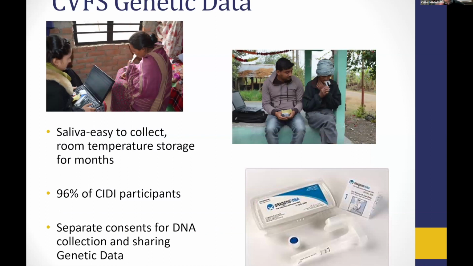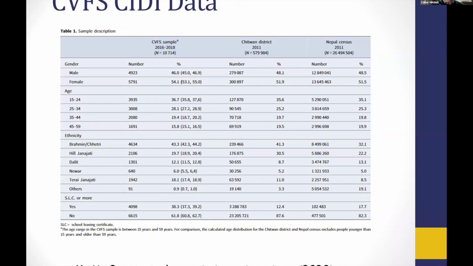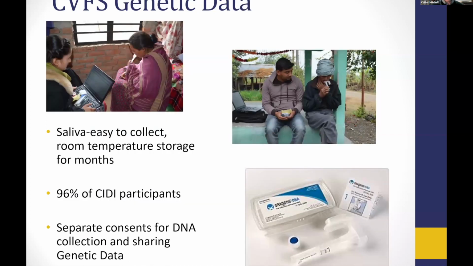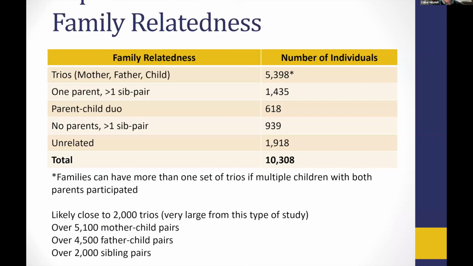The reason why I picked that one is that we collected genetic data from CVFS using saliva as part of the CD study. So 96% of the CD study have genetic data. That ties back to our genetic samples, and that's why knowing the demographics of this sample is quite helpful. Yeah, I think that's it for that.